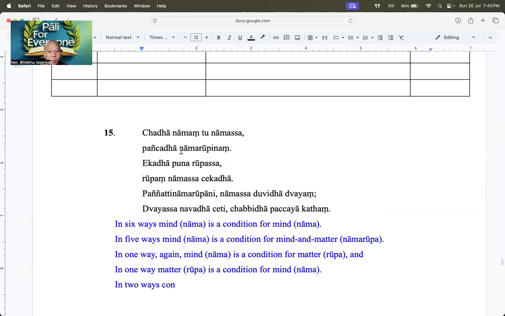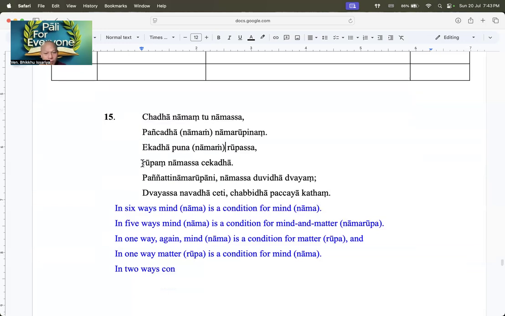So Panjada, Naman Rupasa, and then Ikada. So Naman Rupasa in this way, and then Ruban Namasa. Okay, Ruban Namasa, this one we finish.